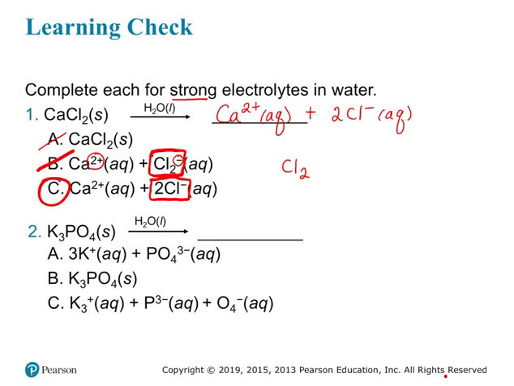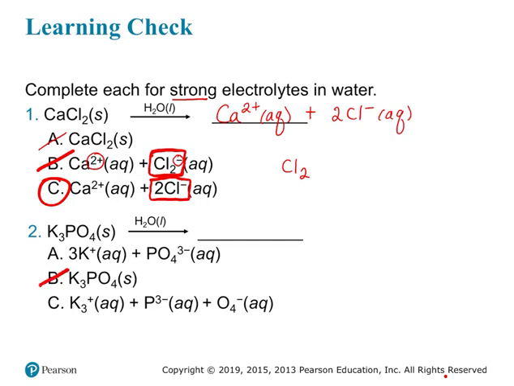All right, let's look at number 2. We have potassium phosphate. And we're also told this is a strong electrolyte, so we know that it will completely dissociate in water. Now, we can already eliminate one of our answers because remember, we know this will dissociate into ions. So B is not correct. Now we're left with A and C.